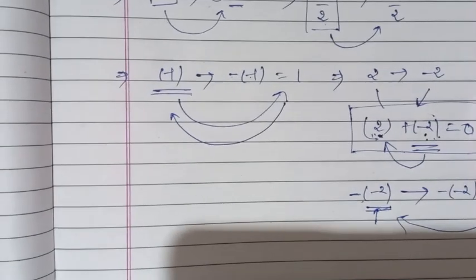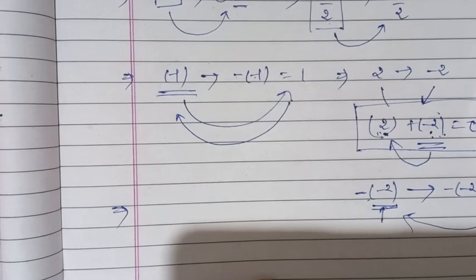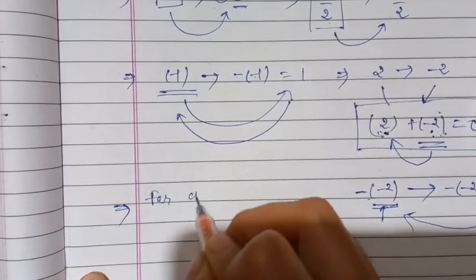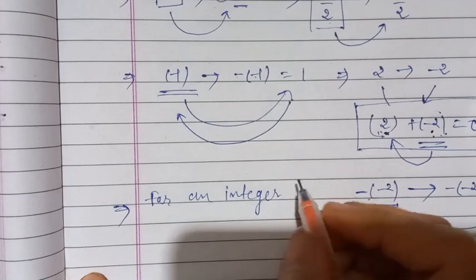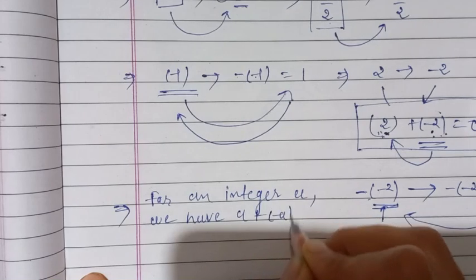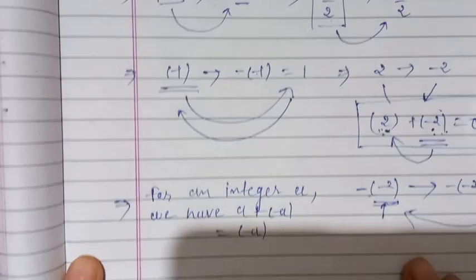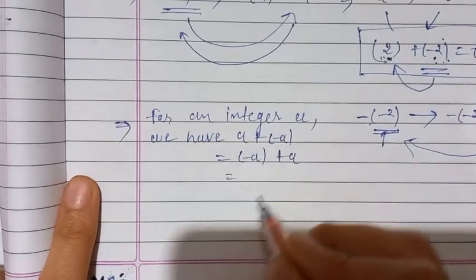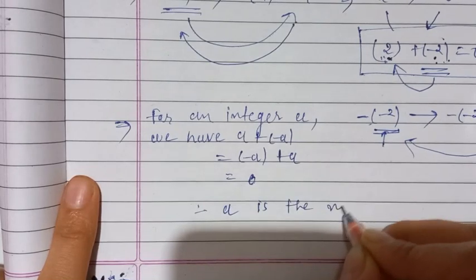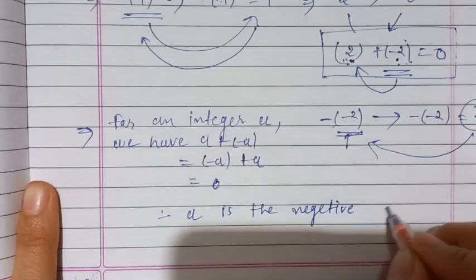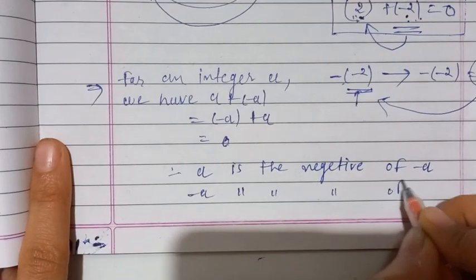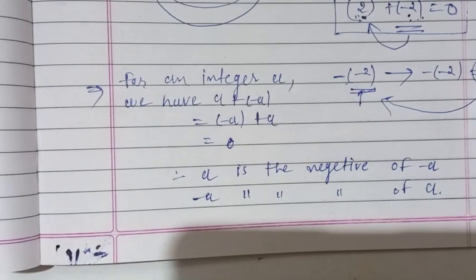In general we can say that for an integer a, we have a plus minus a equal to minus a plus a equal to 0. So a is the negative of minus a, and vice versa, minus a is the negative of a. So this is the negative of a number.